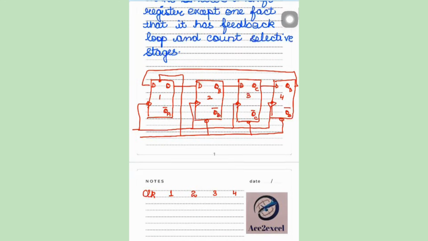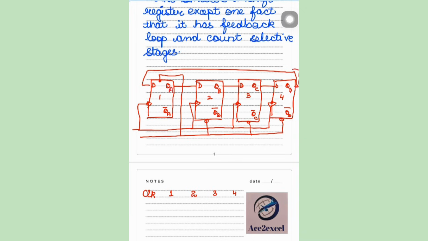Now we have a circuit diagram where I have 4 D flip-flops, and these D flip-flops are 1, 2, 3, 4. Output of 1 is QA, output of 2 is QB, output of 3 is QC, and output of 4th is QD, and QD is connected as an input to the first flip-flop, that is QA's input terminal.